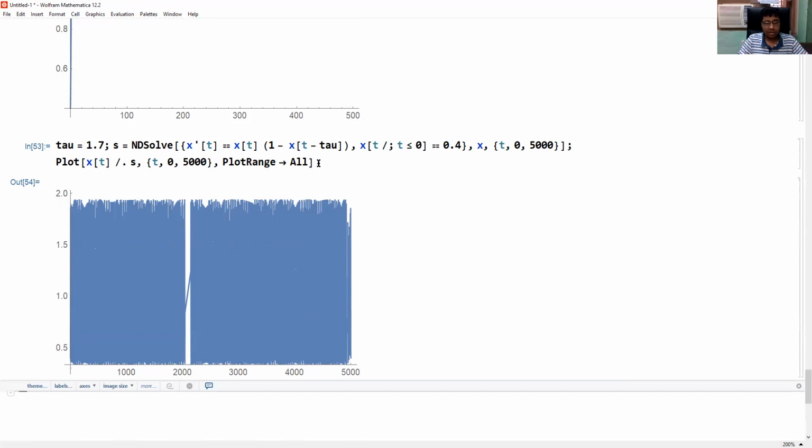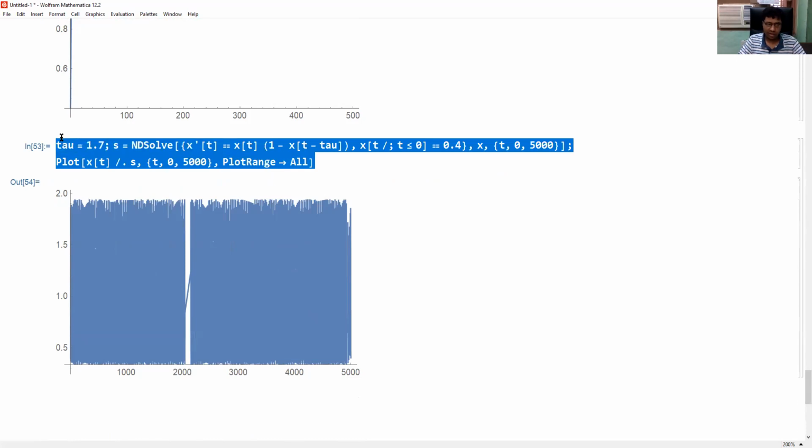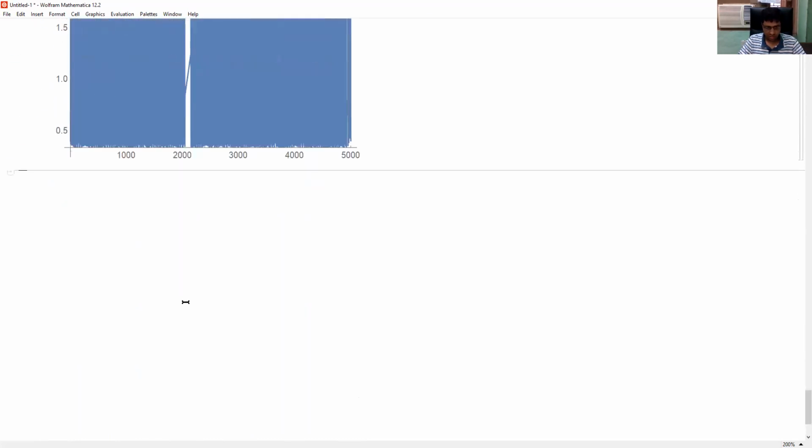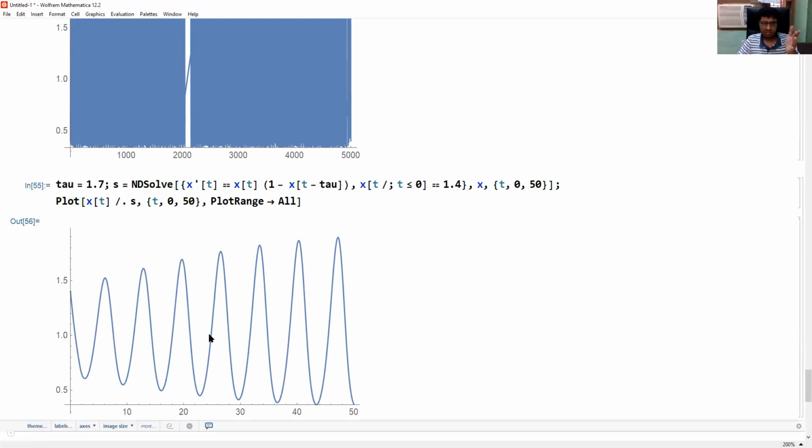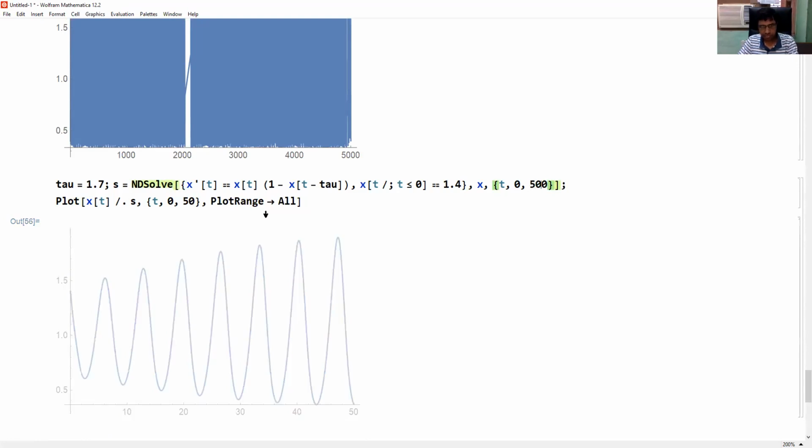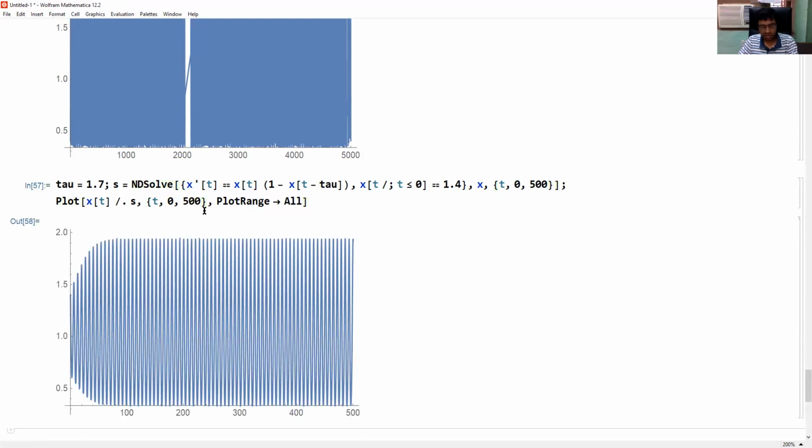Let us take initial condition on the other side of equilibrium 1. With the same delay, we take initial condition, say 1.4, and let me consider up to 50. These are going to be unbounded. We may take up to 500. Again, similar thing. Initially these are growing and then becoming stable, so bounded oscillations.